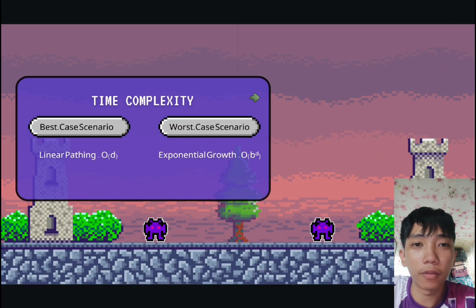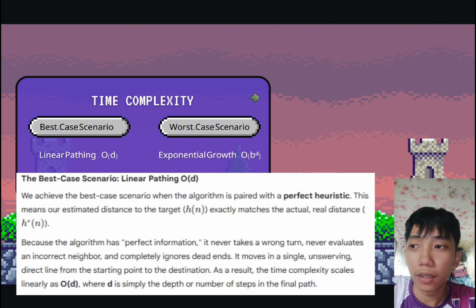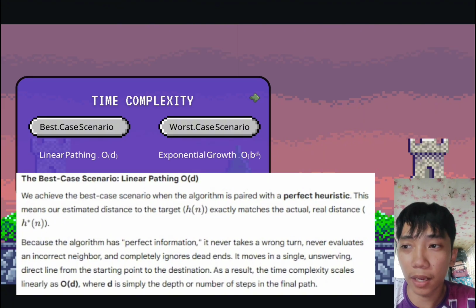So we move to the time complexity of the algorithm. The A-star algorithm has a best case time complexity of O(d). In the absolute best case scenario, the time complexity is linear relative to the depth of the solution. So how does this happen?